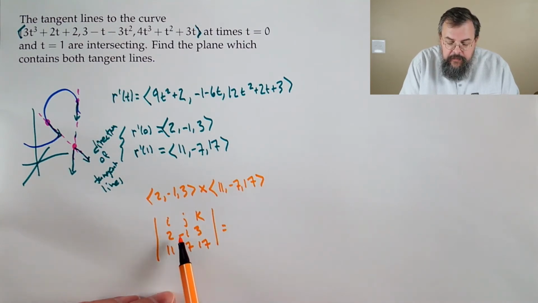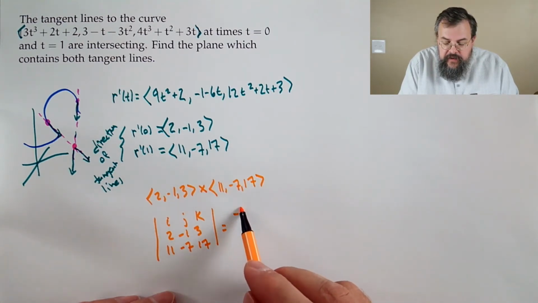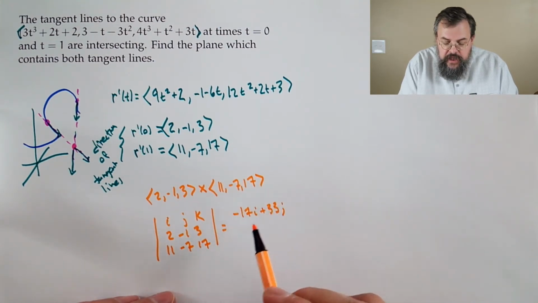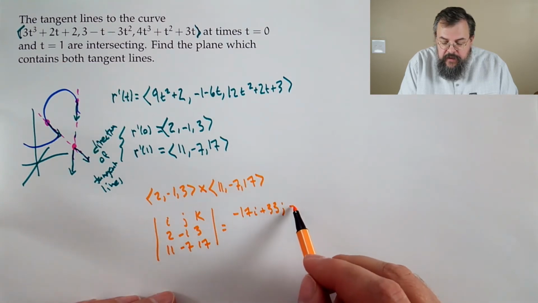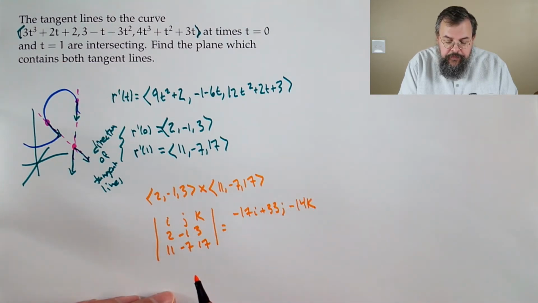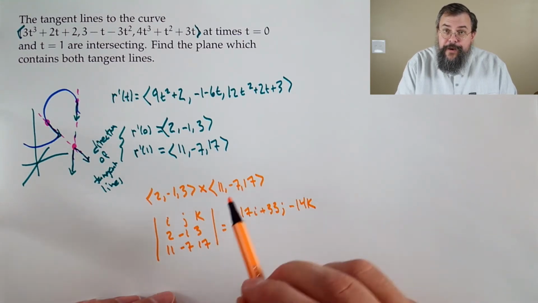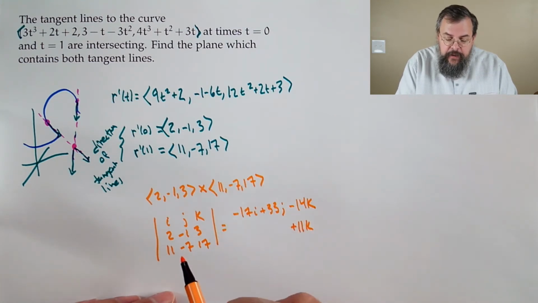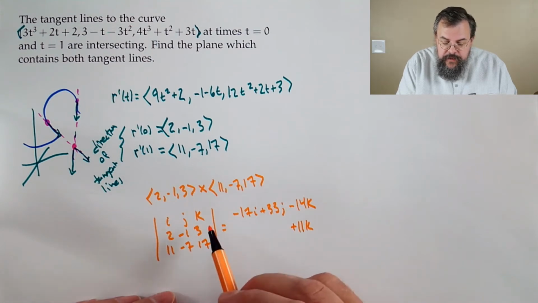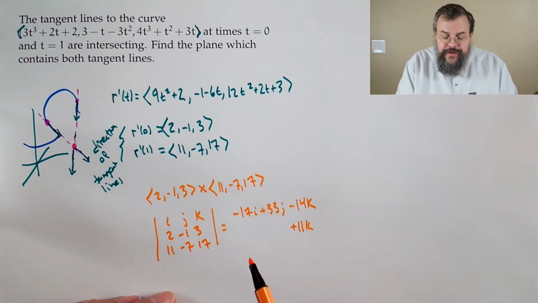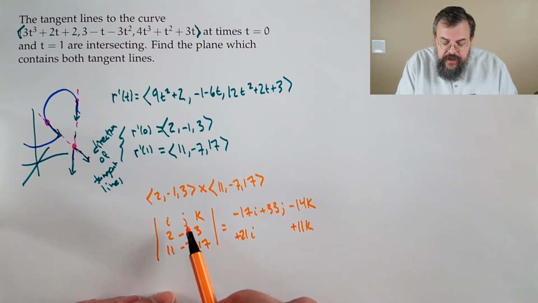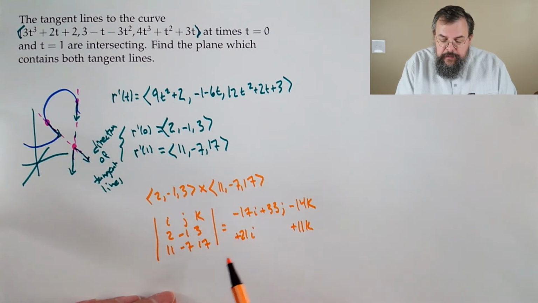All right, i, minus 1 times 17. So minus 17i. j times 3 times 11, 33j. k times 2 times minus 7, minus 14k. 11 times minus 1 times k is minus 11k, but we're going in the other direction. So we subtract negative 11k, which really is add 11k. Minus 7 times 3 times i, minus 21i, but we subtract. So it's really plus 21i. And 17 and 2 and j is 34j, but we need to subtract it.